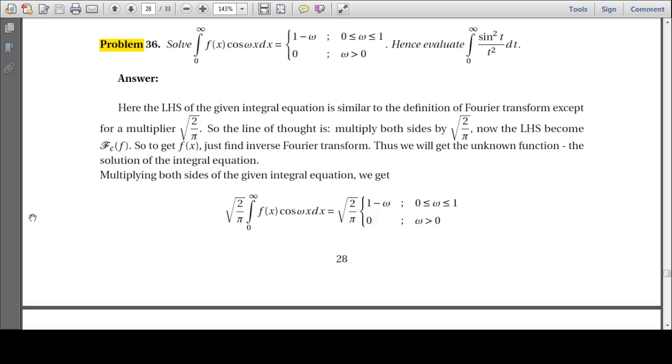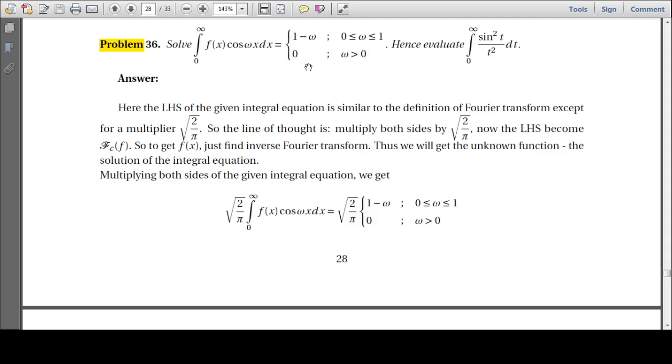In this session we start with problem number 36. Solve the integral from 0 to infinity of f of x cos omega x dx equal to 1 minus omega when 0 is less than or equal to omega less than or equal to 1, and 0 for omega greater than 1. Hence evaluate the integral from 0 to infinity of sin square t by t square dt.